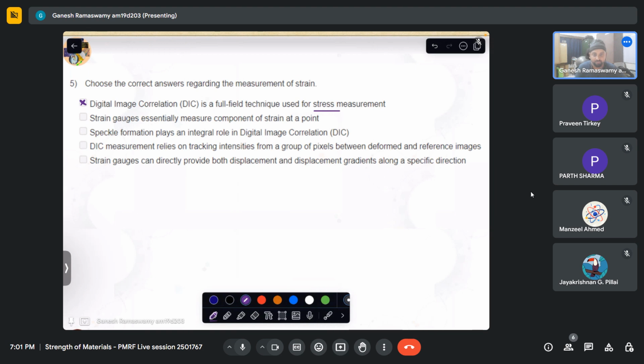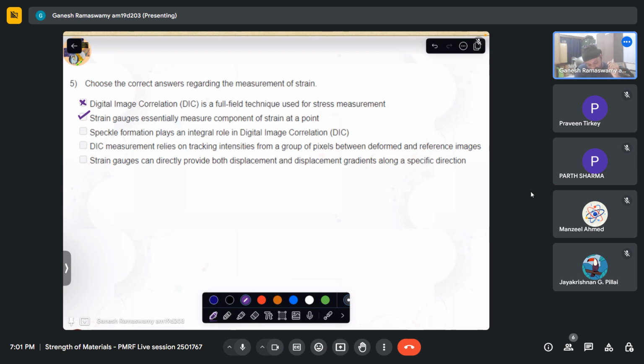Now one might say from displacement we can come to strain and stress, so it can be considered as stress measurement. That is derived, that is not a direct quantity that we are measuring, so it is not stress measurement. Strain gauges essentially measure component of strain at a point. Yes, we saw in that example where the person had pasted the strain gauge on the composite beam. We saw it was pasted at a point and it was measuring the component along its length, gauge length. So strain gauge essentially measure component of strain.